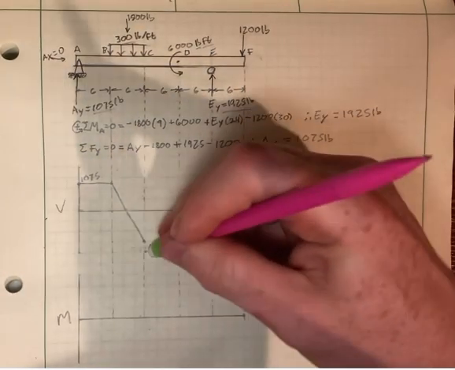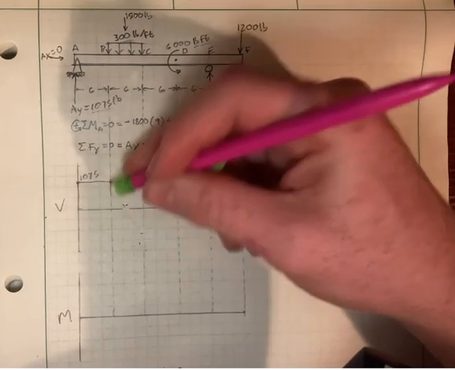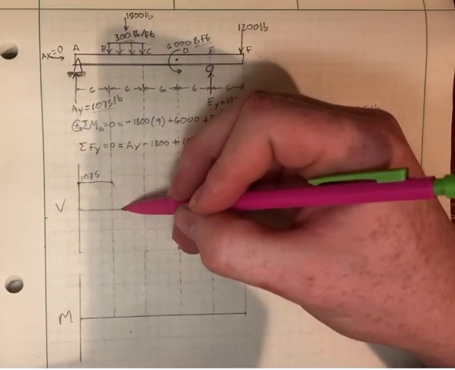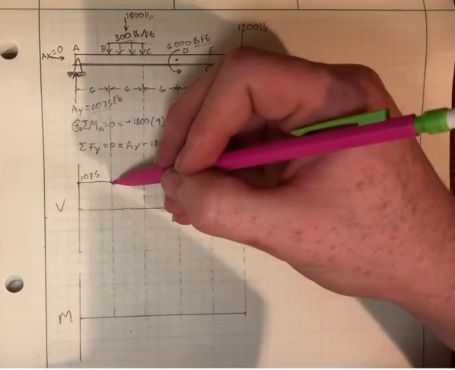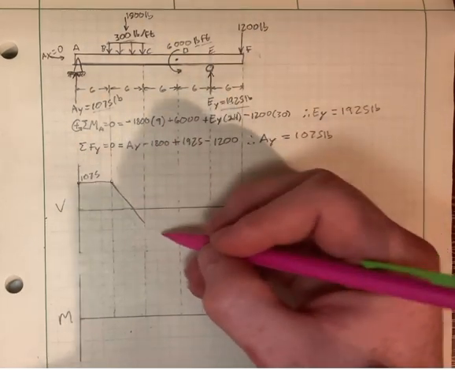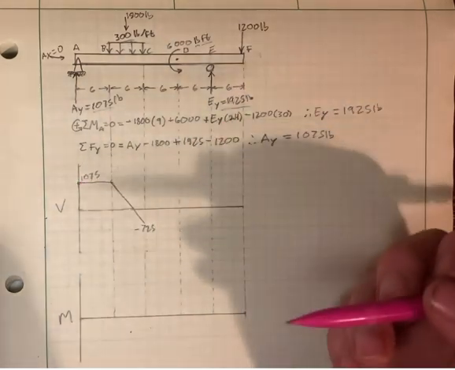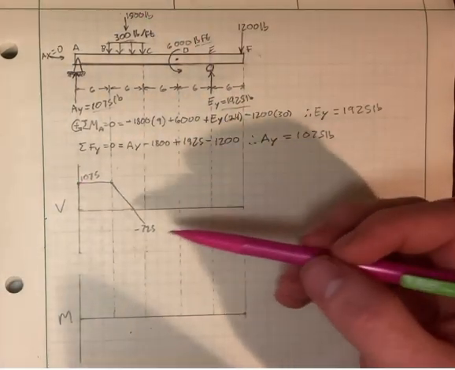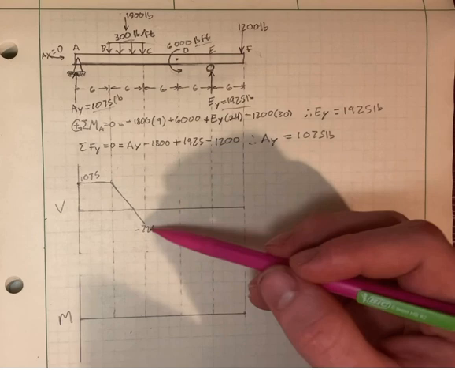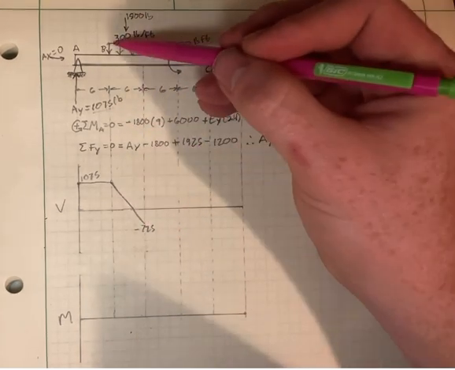Actually, sorry, I'm just a perfectionist. I want this to look better. I'm just gonna go to like there. Yeah. Okay. Negative 725, right? Because 1075 minus 1800 gives us negative 725, and it's linear because this is constant.